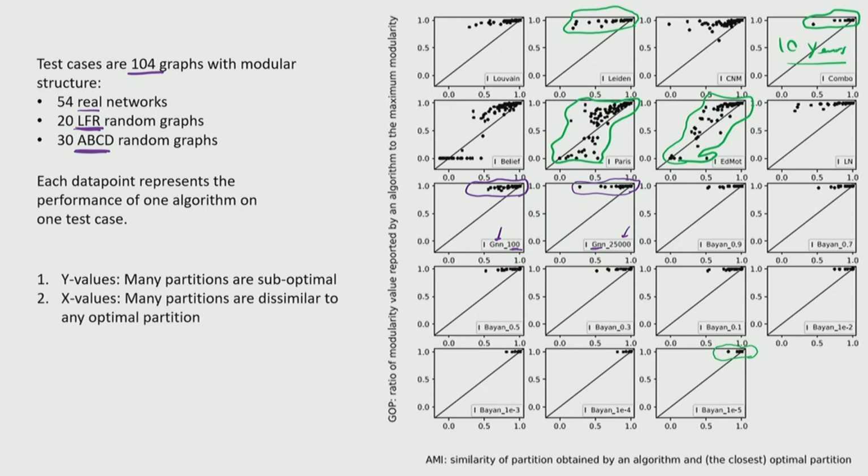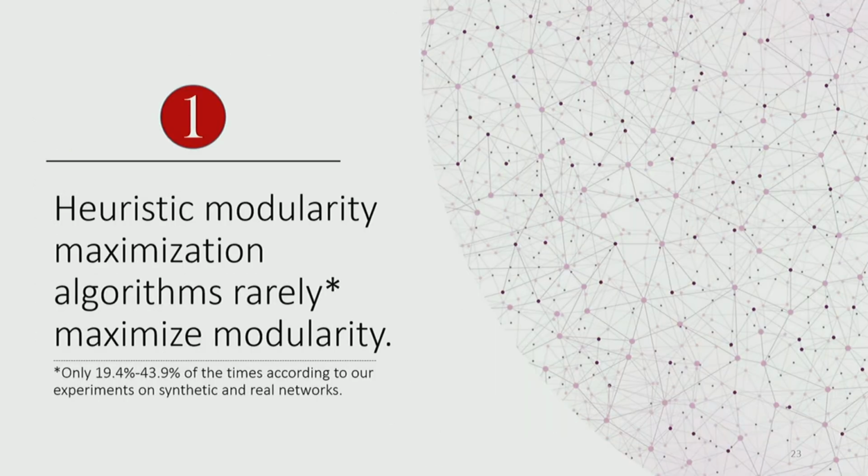So this shows the same thing as the previous plot. One of our main findings was that in 19 to 43% of the time, these heuristics maximize modularity. So actually, most of the time, meaning more than 50%, they do not maximize modularity. But unfortunately, they are called modularity maximization algorithms. That's why thousands, if not tens of thousands, of data scientists and researchers from different fields around the world think that they are maximizing modularity when they use these methods. So it's just bad naming.